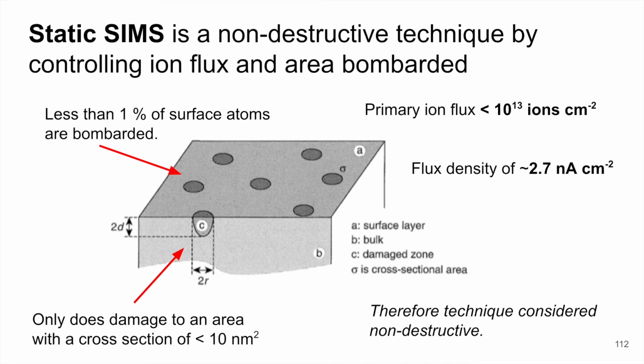So we define static SIMS based on that, but also, again, by the primary flux. So in this term, it's less than 10 to the 13 ions per centimeter squared, and that results in a flux density of in the order of 2.7 nanoamps per centimeter squared. So you can see nanoamps is very small. And therefore, less than 1% of the surface atoms are actually bombarded. And so it's still going to be considered non-destructive because the rest of the material is unfazed. So that's how we can get around the definition there.